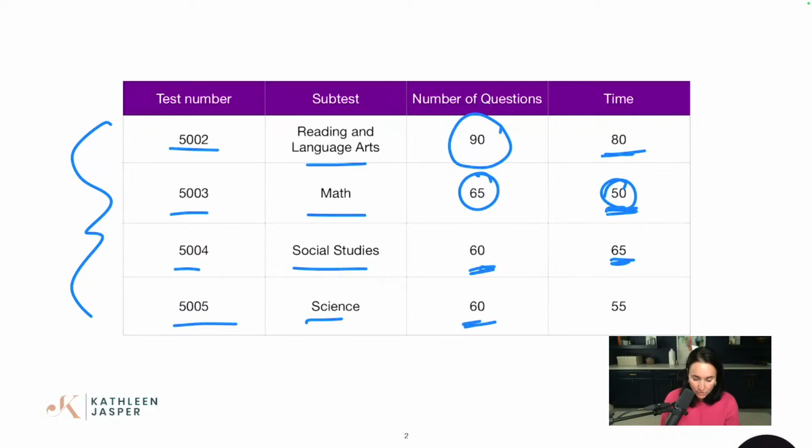The next two are social studies and science. They're basically the same, but you have more time for the social studies than you do the science. I don't know why, that's just the way it goes. Don't worry so much about the time. I know some of you freak out about that.